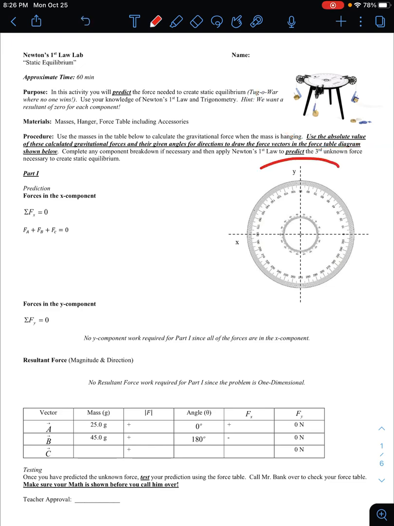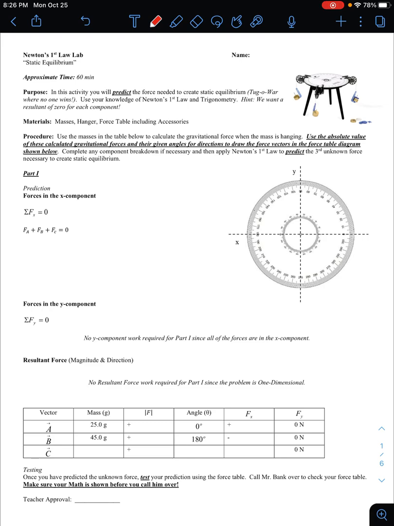This right here is a picture of the force table from above. So you can see that it goes 0 to 360 degrees all the way around. We're going to call this 0 degrees and 180 degrees the X dimension, shown right here. And the 90 and 270 is going to be, of course, our Y dimension. All right, so we'll use that as a guide to what we've done before with vectors, because forces are still vectors.